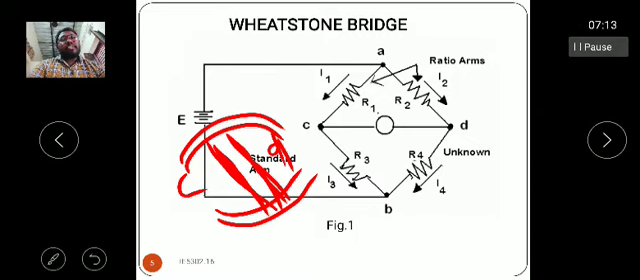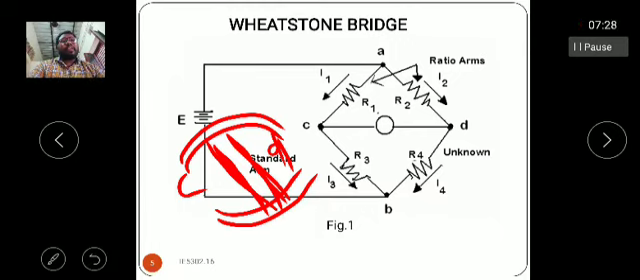When this bridge goes to a balanced condition, based on that we are measuring the unknown resistance value in this particular circuit. Here we have two paths, this is path 1, this is another path. Between these two paths we are connecting one bridge, this is the bridge.